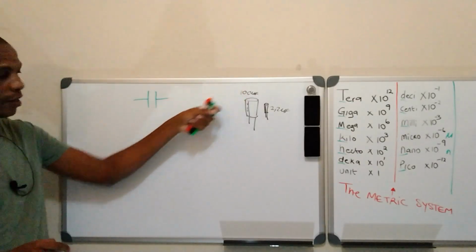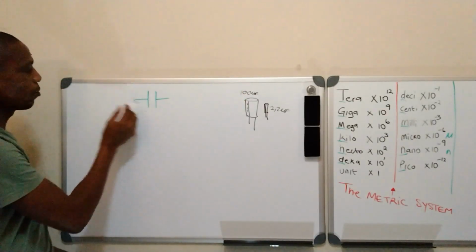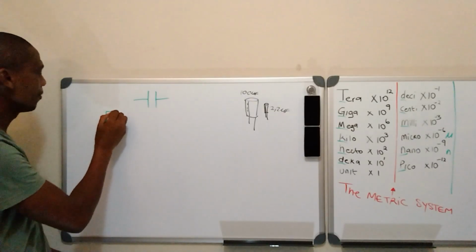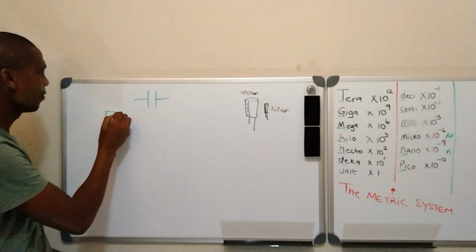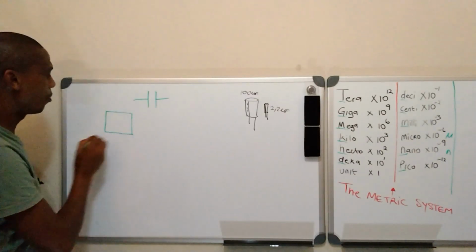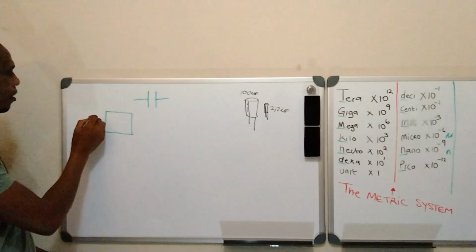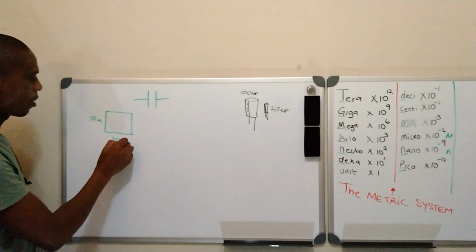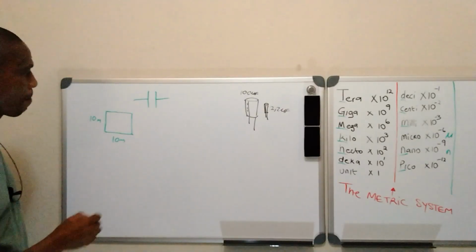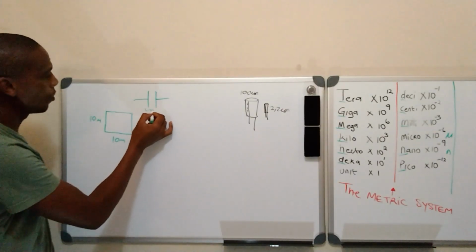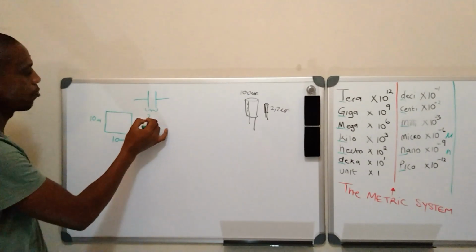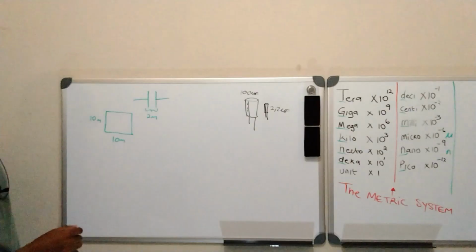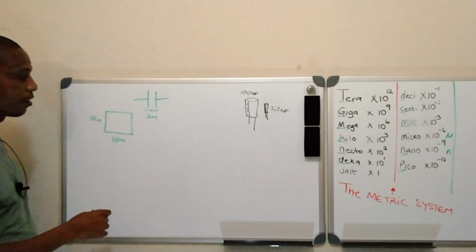Yes, sir. So let's assume that the size of this plate is, it's not that straight, right? Let's just assume it is 10 meters by 10 meters, because we calculate in meters, right? And the distance between the two is 2 meters. So let's try and calculate the capacitance of this capacitor.